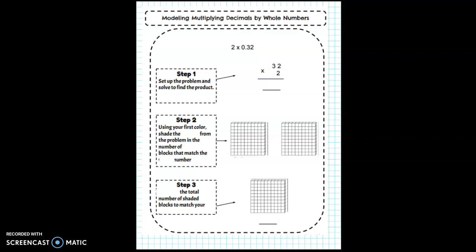Using your first color, shade the decimal from the problem in the number of hundreds blocks that match the whole number. So in this case, we have to shade in the color 32 because the whole number is 32. So you would color in 32 squares on the first block. Because we're taking it times 2, that means we're coloring in the same number on both blocks.